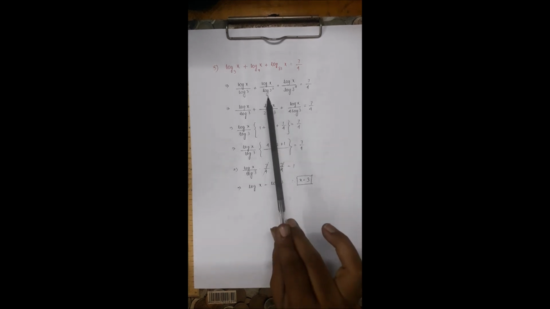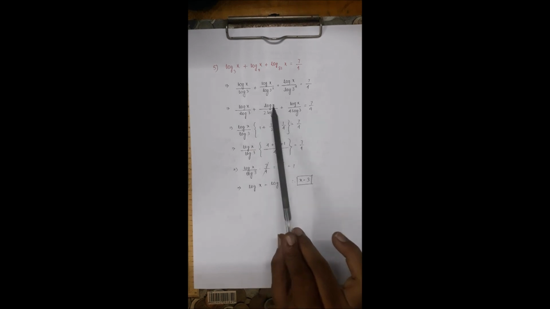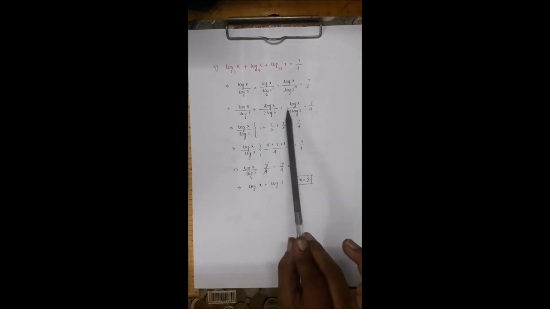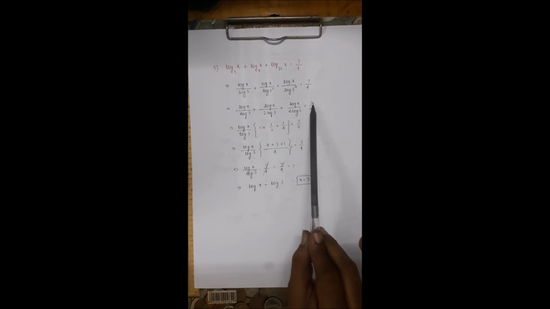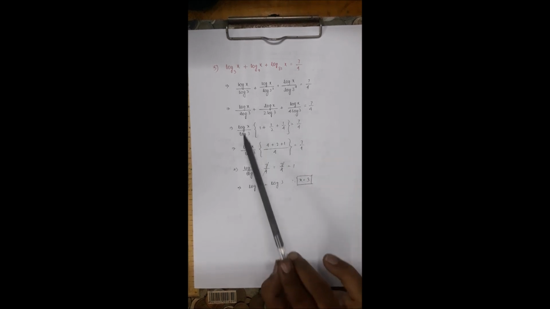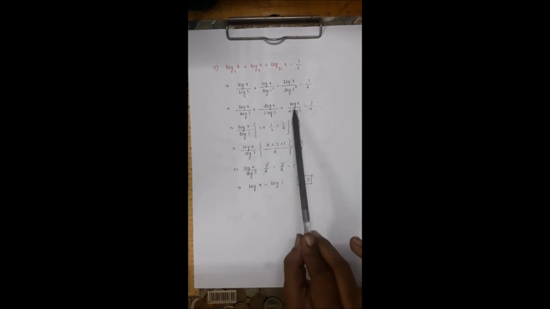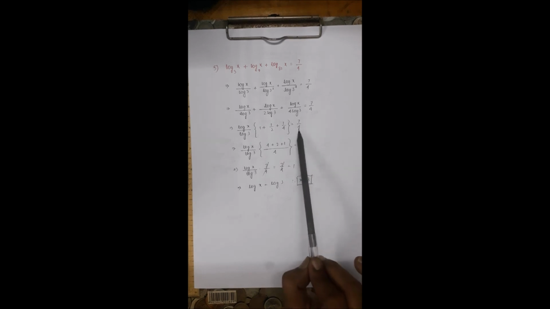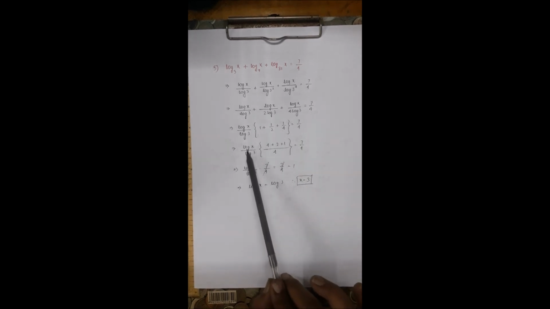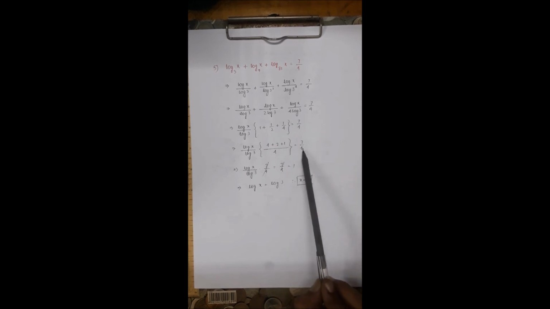Now using the power rule over these two terms, we will get log x by log 3 plus log x by 2 log 3 plus log x by 4 log 3 equals 7 by 4. Now we are taking log x by log 3 common from these three terms. So we will get 1 plus 1 by 2 plus 1 by 4 equals 7 by 4. So next step, log x by log 3. If you simplify, LCM will be 4. Numerator will get 4 plus 2 plus 1 over 4.